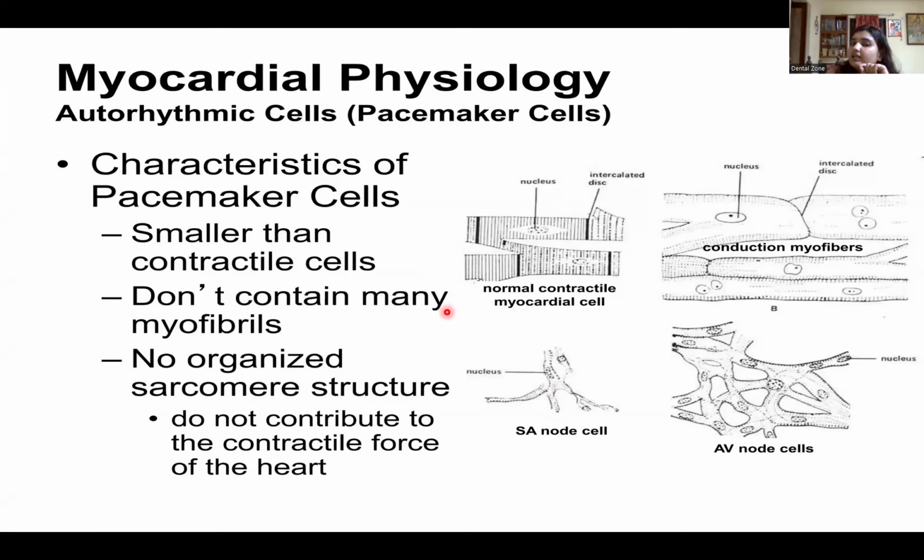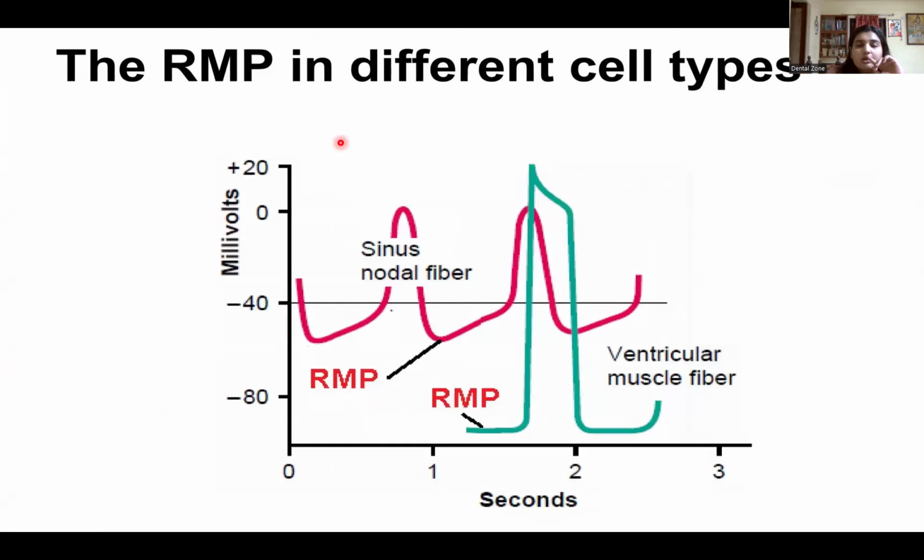They will not contain any myofibrils. They are not organized in a sarcomere structure. See, this is a sarcomere structure, right? These are the myofibrils. All these vertical lines are the sarcomere structure, and these cells will not contribute to the contractile force of the heart. Okay, for different cell types, this is a rate voltage chart. This is not so important.